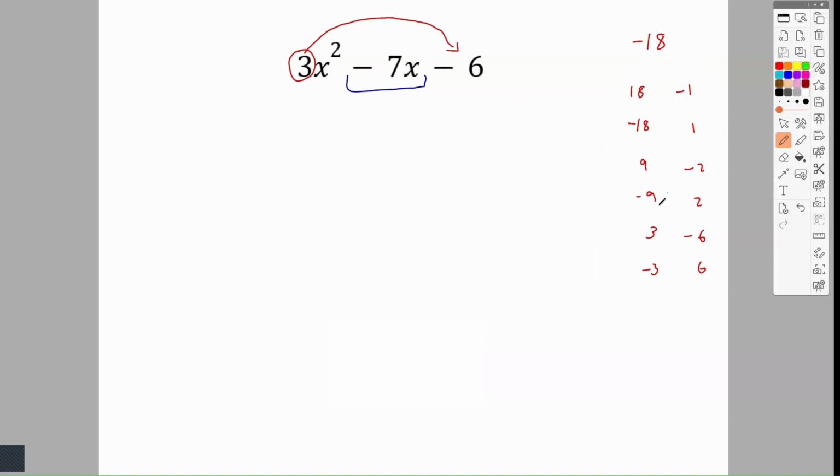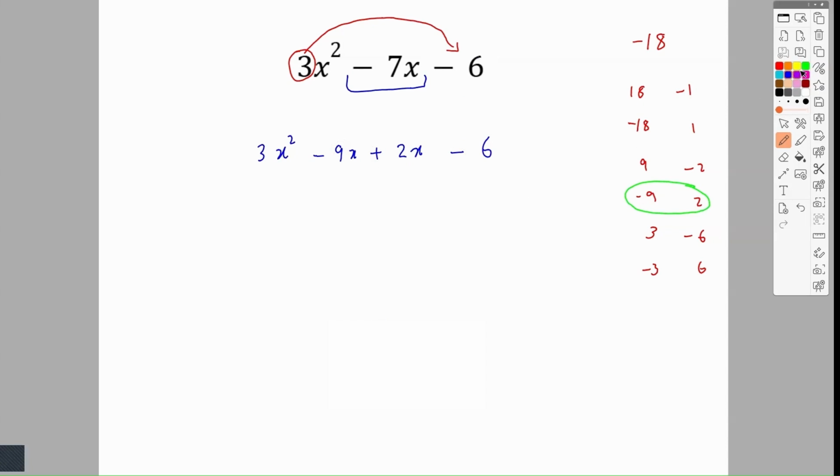So it's negative 9 and positive 2. We call this method splitting the middle term. It means we have to split this middle term into negative 9 and 2. And this is the way to do it. We have 3x squared. So instead of minus 7x, you can simply say minus 9x plus 2x. And minus 9 plus 2 actually is minus 7. And we put negative 6.